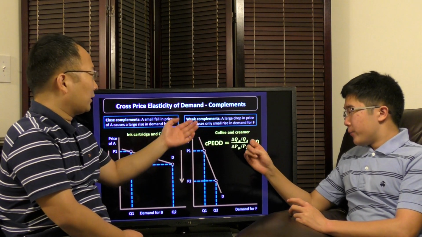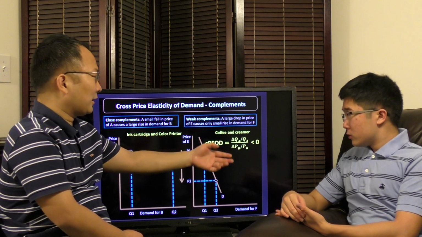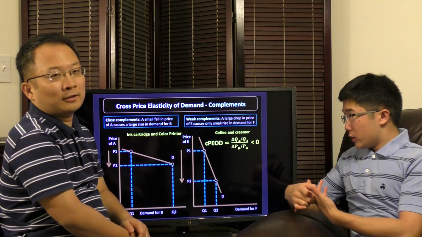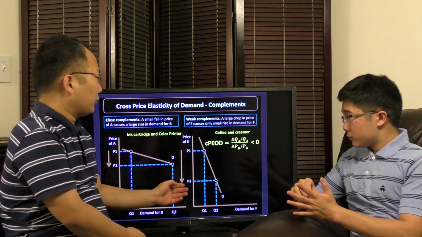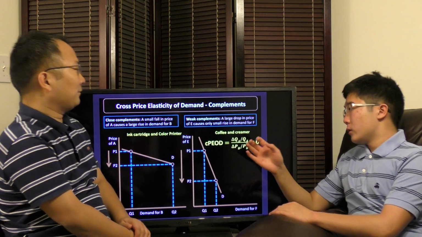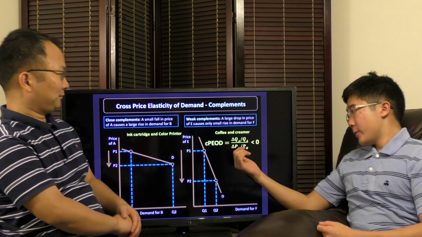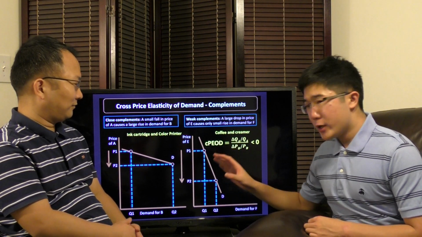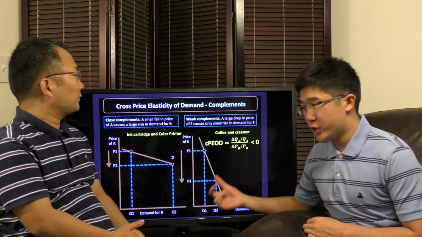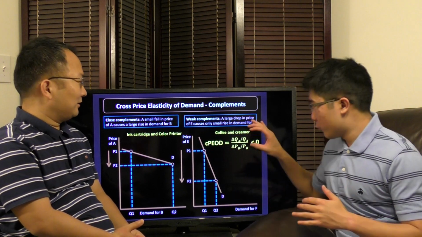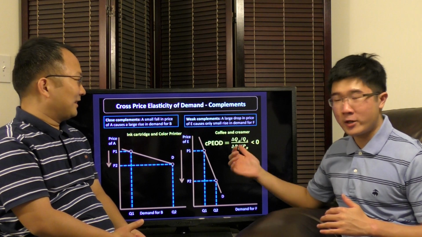Because of course, they complement each other. For a weak complement, we have an example that's not perfect, but still good, like coffee and creamer. When the coffee price is reduced, the demand for creamer may increase a little bit. So what we're looking at here is always less than zero, always negative. Why? Because the increase in demand corresponds to a fall in price. So the change in price is negative, while the change in demand is positive. So obviously your overall ratio, the cross-price elasticity of demand, is going to be negative.